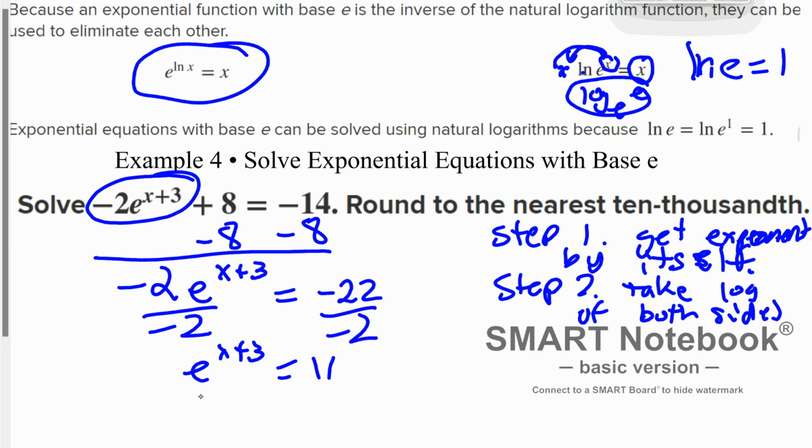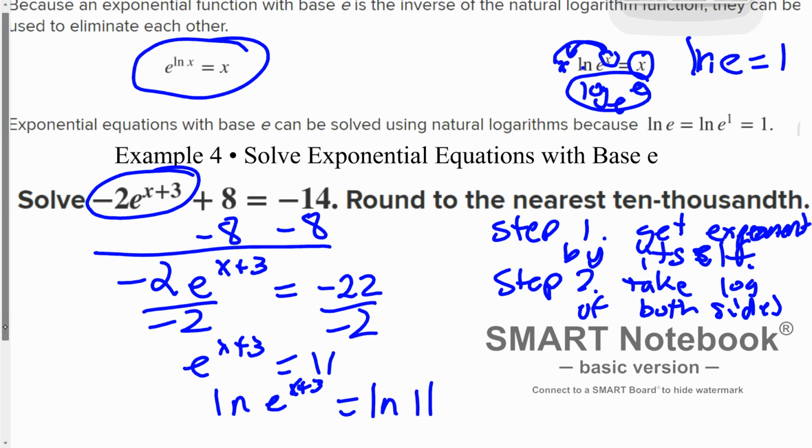So here e is my base, right? So that stays the base of the log, but log base e is just ln. So I'm just going to take ln of both sides. So I can do that.